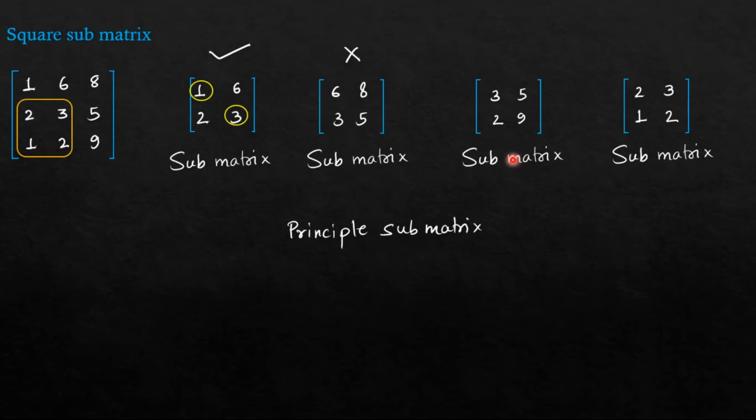In the third matrix, you will see 3 and 9 are the diagonal elements. Here also 3 and 9 are the diagonal elements of the original matrix. Hence this matrix is a principal submatrix. And in the last matrix, diagonal elements are 2 and 2. But 2 and 2 are not the diagonal elements of the original matrix. Hence this matrix is not a principal submatrix. So this is how we define submatrices in any square matrix.